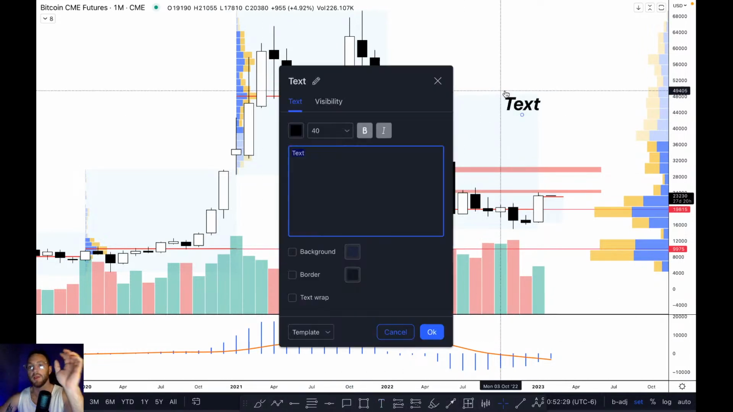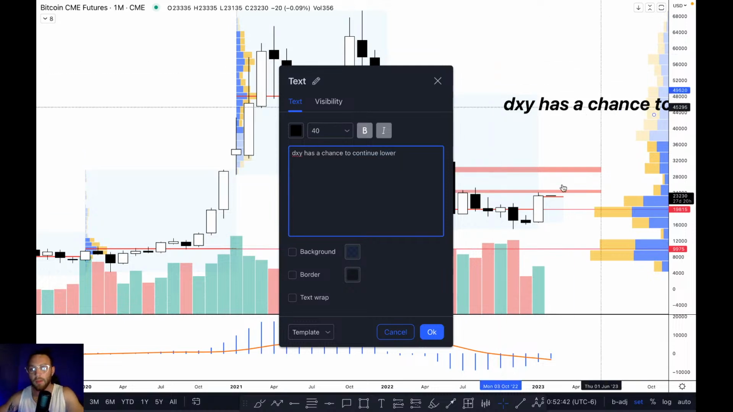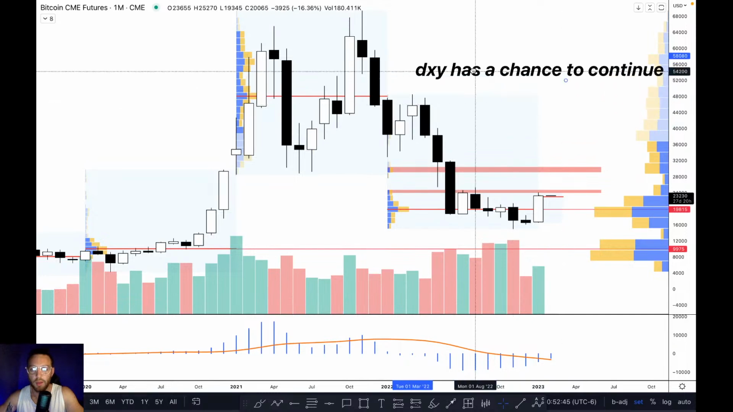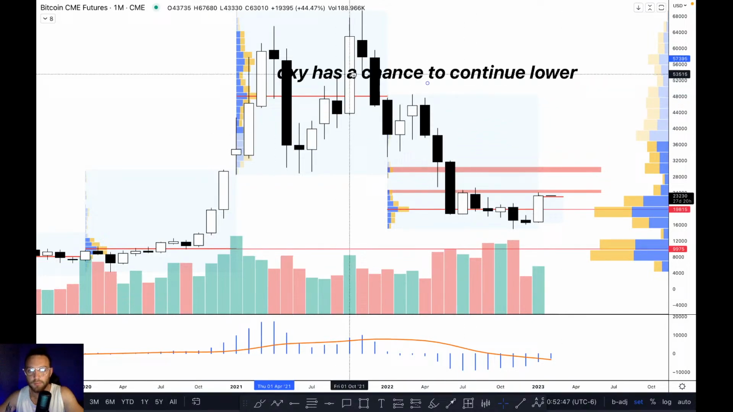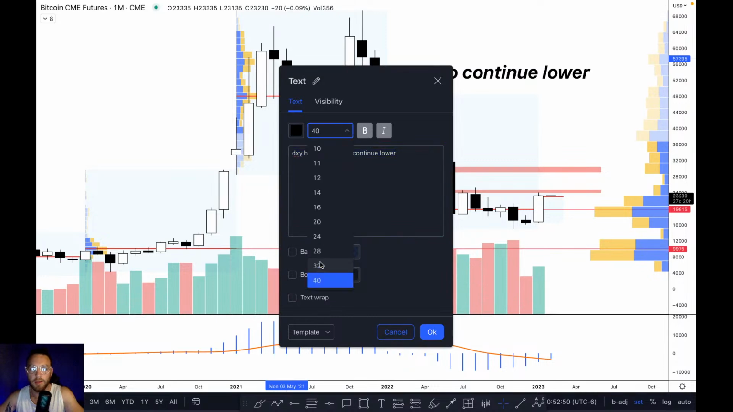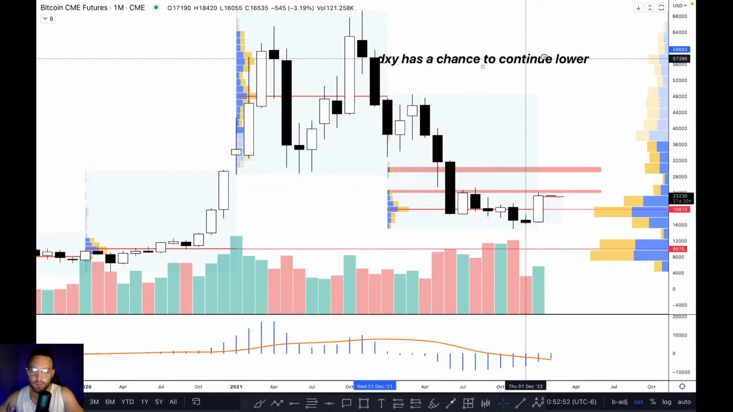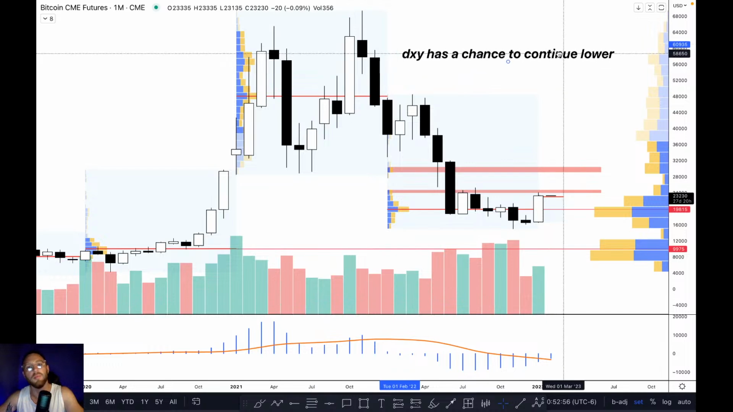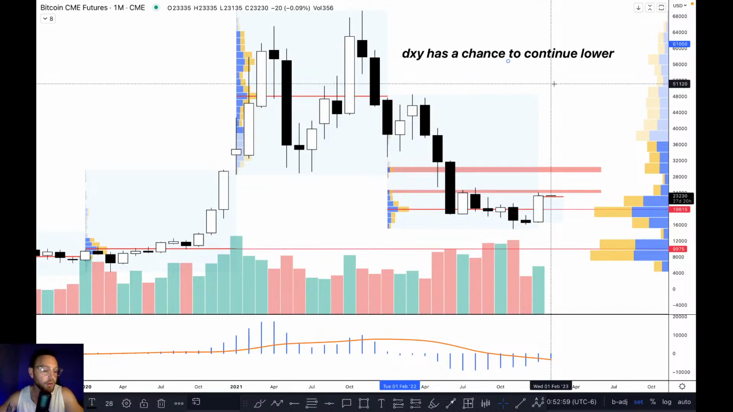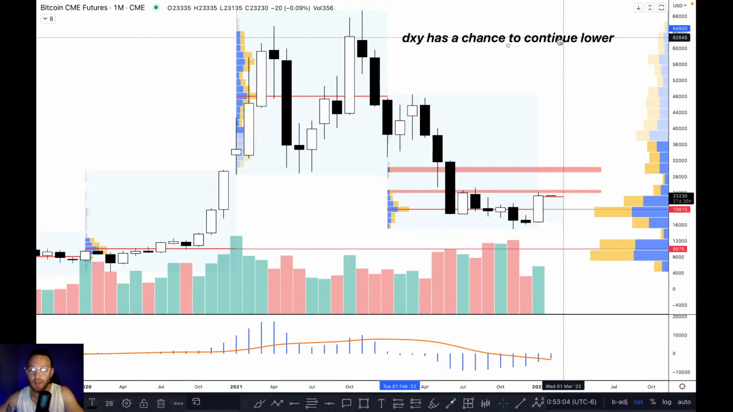So, this is what I want to get out of my head. The DXY has a chance to continue lower, right? That's true. Okay, we know that because it's just been dropping. And it could turn around. Is it gonna? We don't know. We want it to. Okay, I really want it to go bullish, but the monthly candles have not switched yet. This monthly candle definitely has.